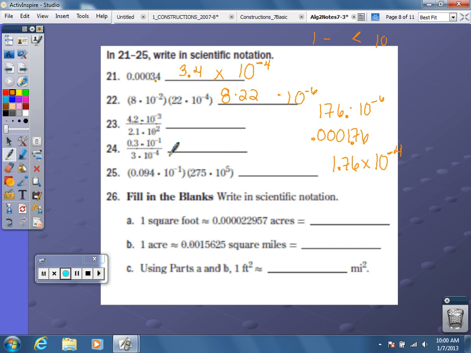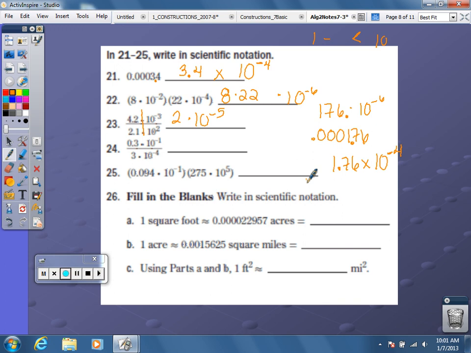Okay, 4.2 over 2.1. I'm going to do this as two separate problems. 4.2 divided by 2.1, we should figure that out. It is 2 times 10 to the negative 3 minus 2, negative 5. That does meet my criteria because this number is between 1 and less than 10.